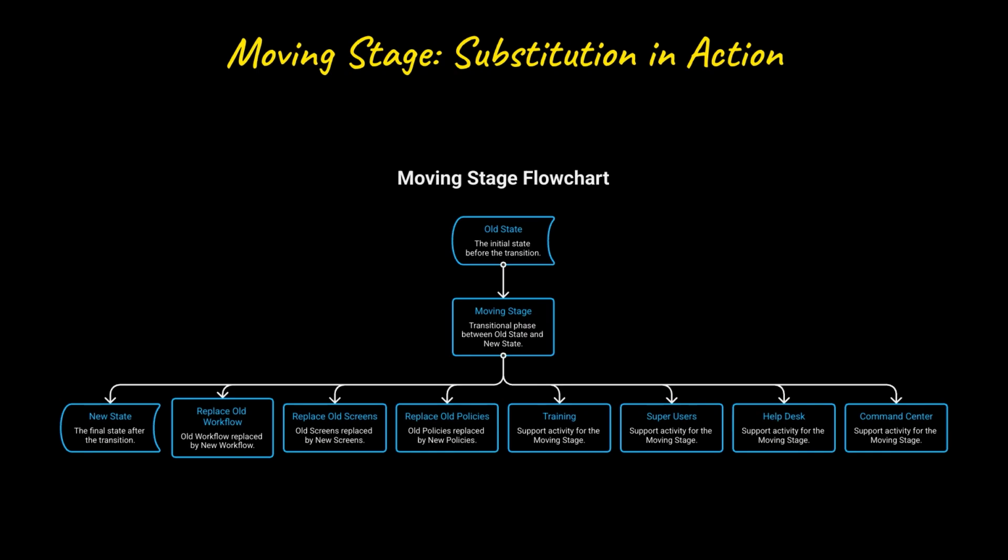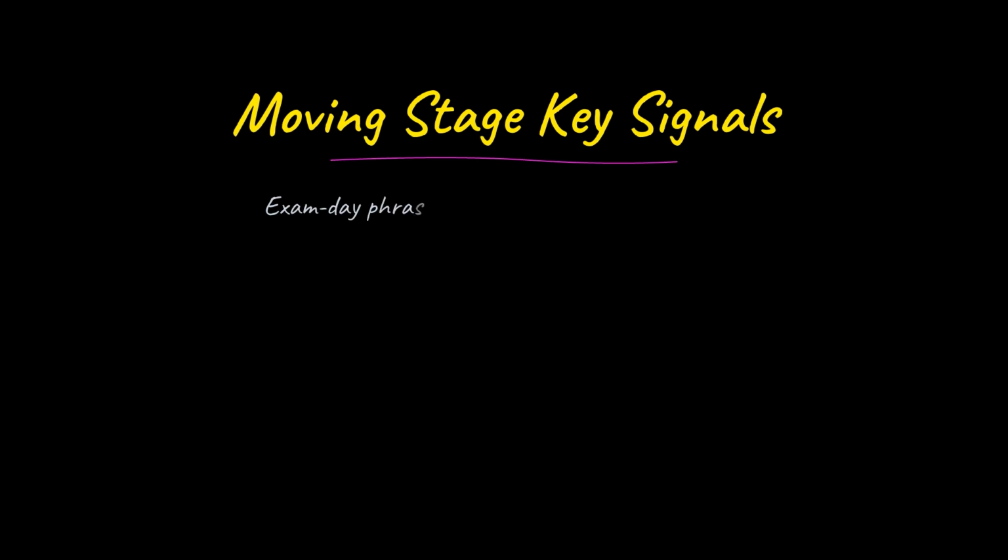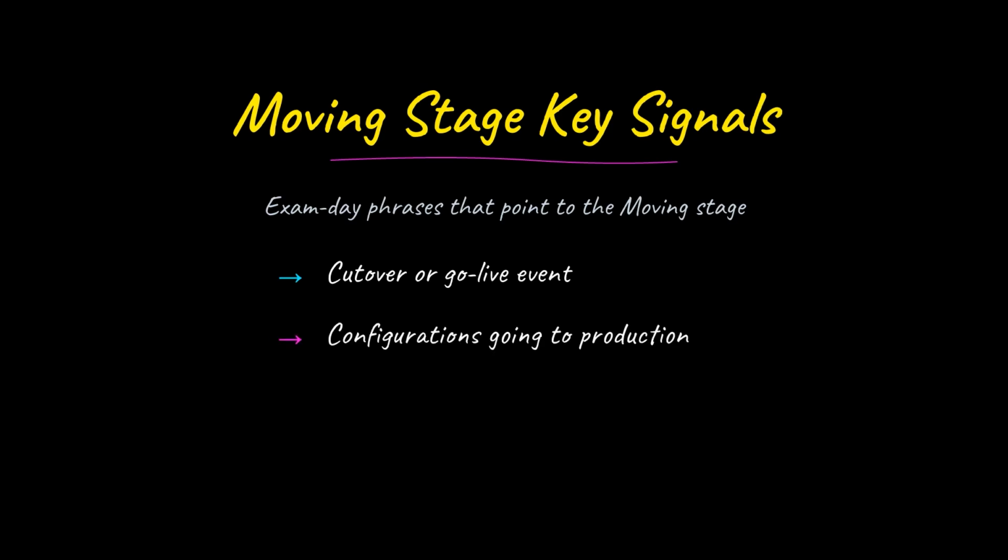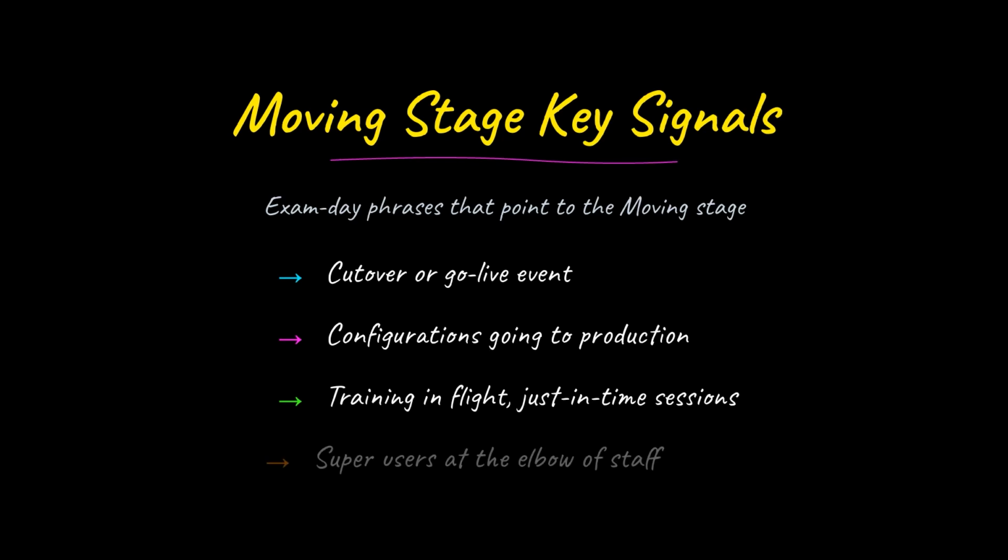Every substitution requires people to actually do the new thing, often under pressure, often while still learning, supported by trainers, super users, and intensified help desk staffing. When a question stem mentions cutover, go live, configurations deploying to production, or super users actively supporting staff, that signals the moving stage. Remember, go live is the start of moving, not the whole of it. The phase continues through the entire active support period.